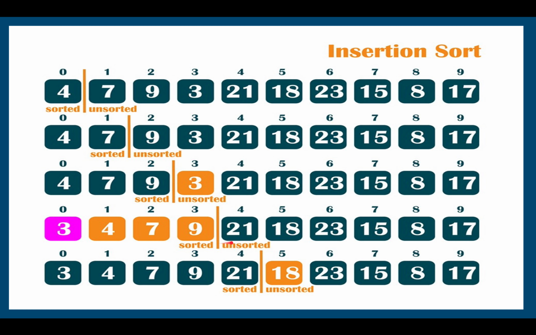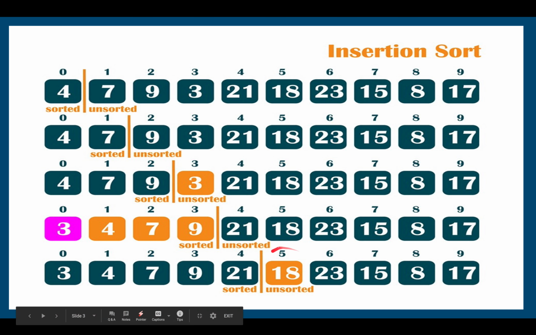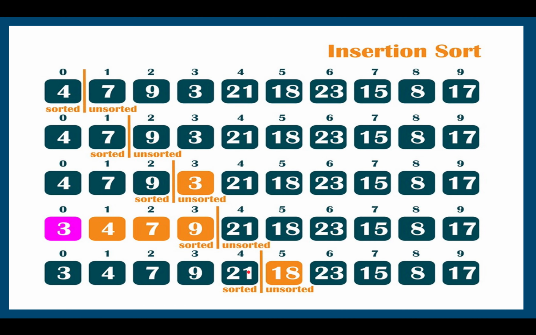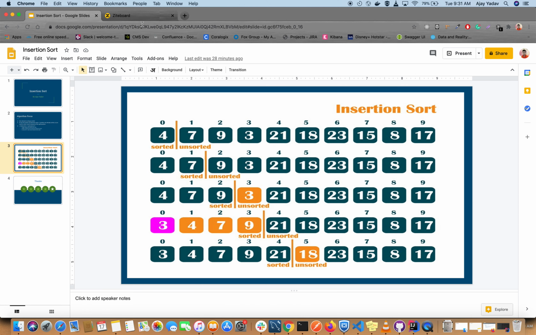Now we ask about the 21. Is 21 smaller than the 9? No, insert the 21 at that place only. Now you ask, is 18 smaller than the 21? Yes. So what happened? 21 will be copied here. Is 18 smaller than the 9? No, so 18 will be inserted here. So that's how the algorithm works. Let's take one more example to understand it more clearly. We have this as our input array.